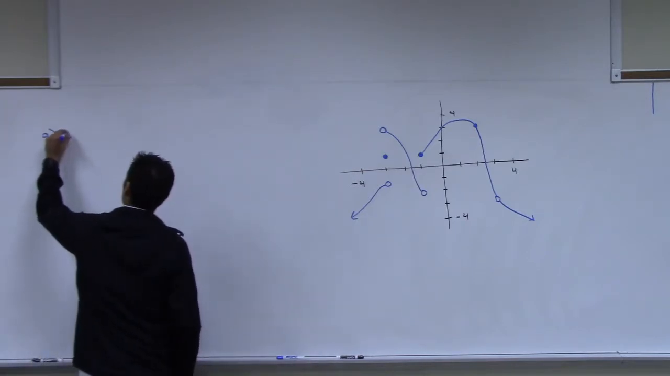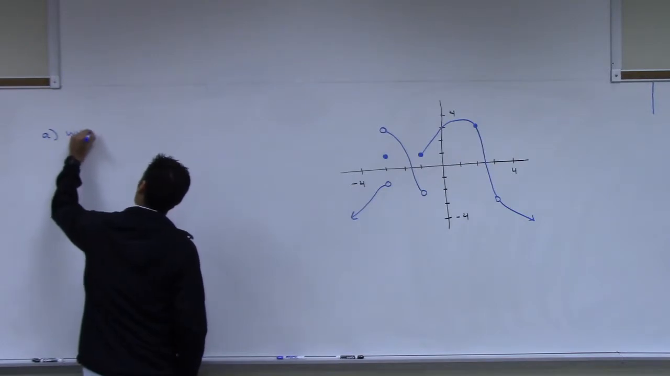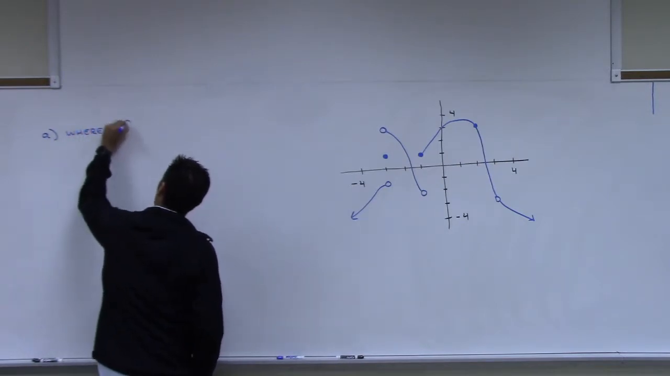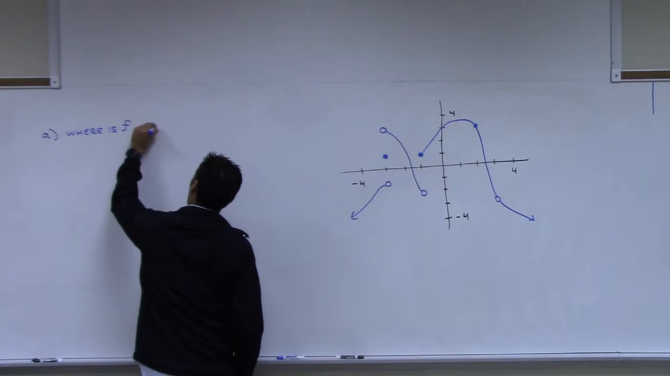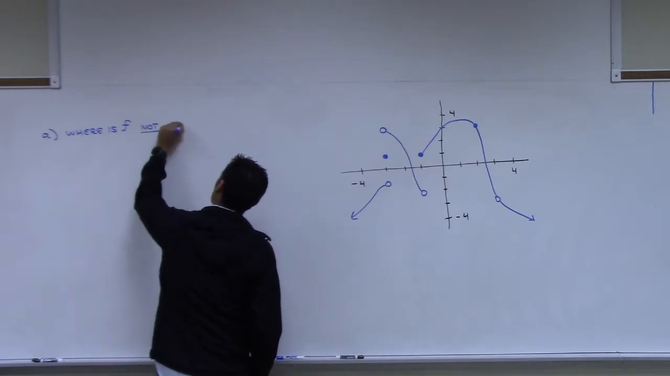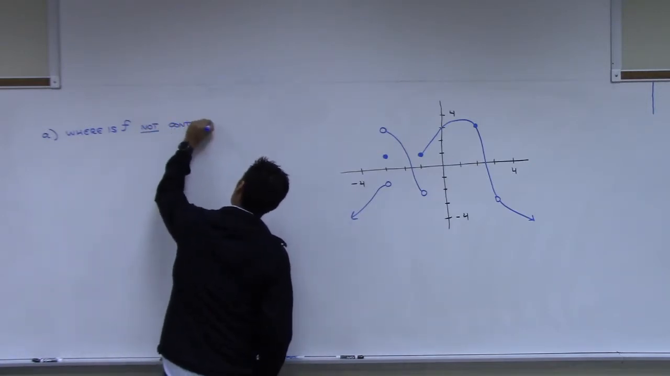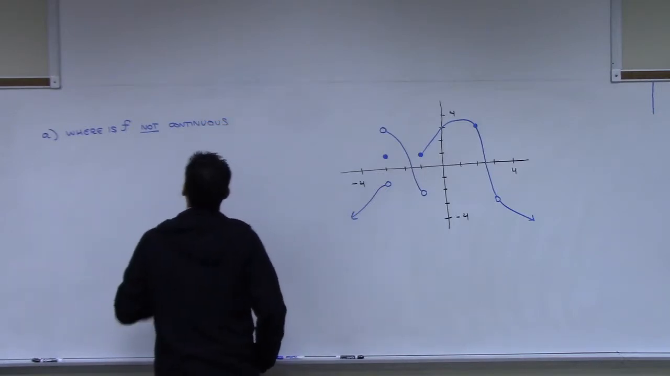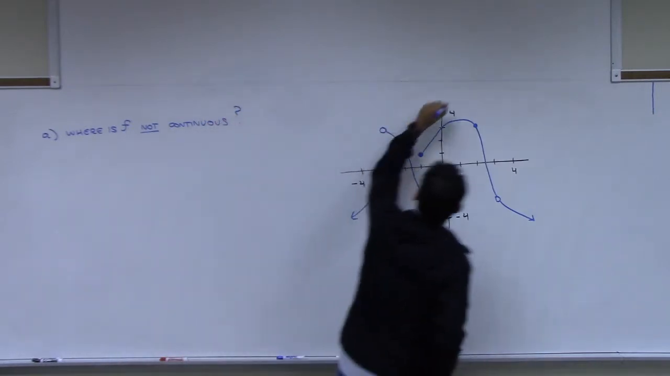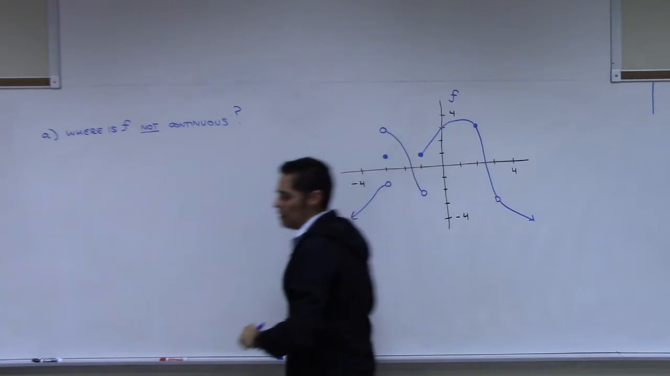First question, where is f not continuous? And this is the function f, by the way, okay?